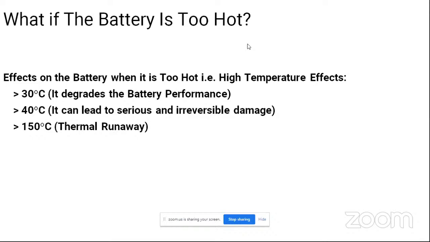And if the temperature is greater than 150 degrees Celsius, in that condition there is a 100% chance of thermal runaway, and thermal runaway is a very hazardous condition in the case of an electric vehicle. So anyhow, we should keep the thermal management in such a way that the battery pack cannot reach that temperature.